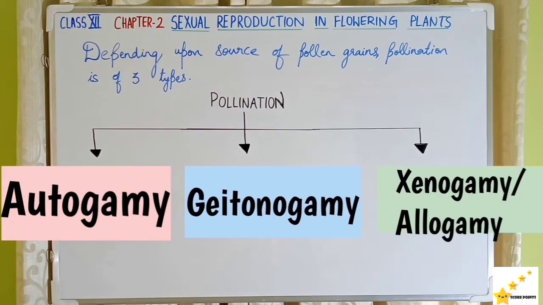Depending upon the source of pollen grains, pollination is of three types. One, it's autogamy. Other one, it's geitonogamy. Third one is xenogamy or allogamy. We can learn about each of them in detail.